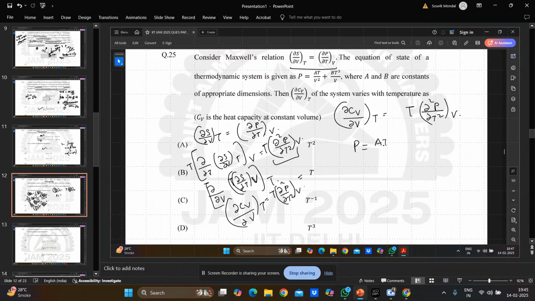So a T by V square plus b T cube by V. If you take the double derivative, the first term will go away because it is linear, and the second term will give 6b T by V square. If you multiply it with T, it will be T square. So this is the expression for your Cv. They are only asking about proportionality, so T square will be the right answer.